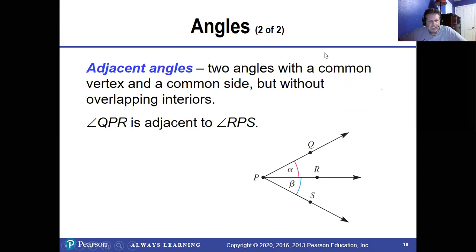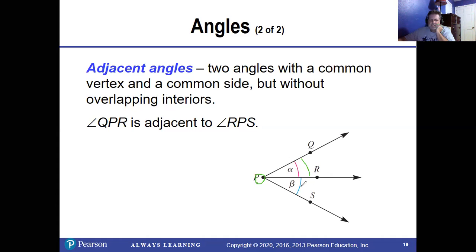All right, adjacent angles. These are important. Adjacent angles are two angles with a common vertex and a common side. Here's your common vertex P, and it says angle QPR. Follow the letters Q, P, R. That's this one, or angle alpha.